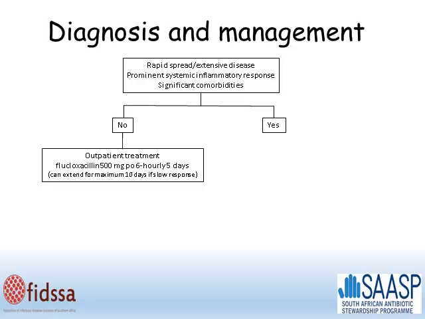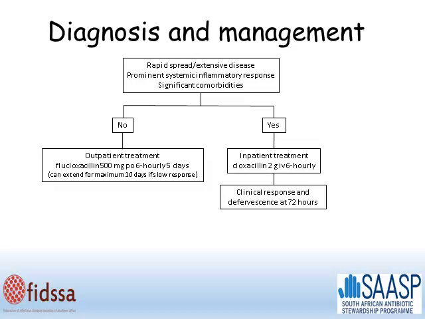If not, then outpatient therapy is appropriate, and a reasonable choice would be flucloxacillin given for 5 days or extended to 10 days if there's a slow response. If the patient's more unwell, however, they will require inpatient therapy, and an appropriate choice would be cloxacillin 2 grams IV. After 72 hours, you should assess the patient for their clinical response.